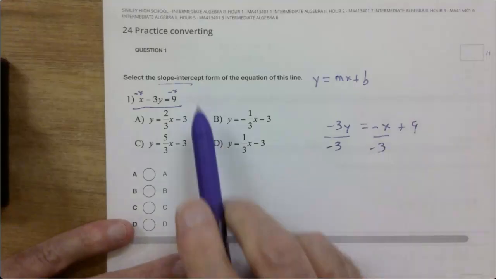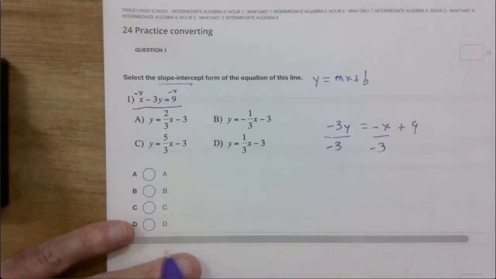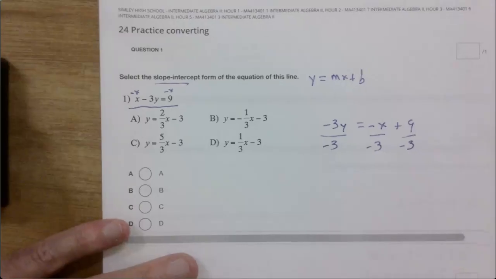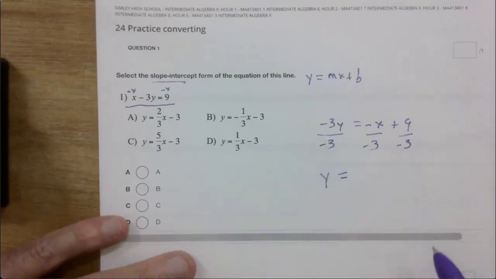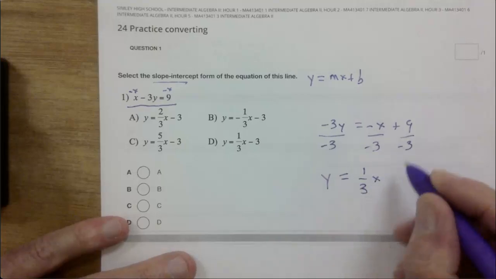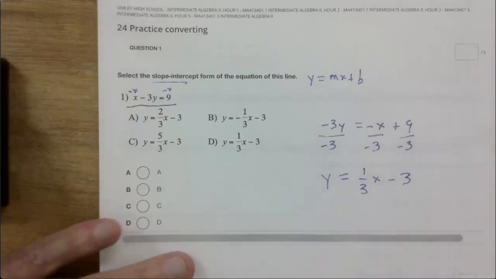Again, slope-intercept form, you solve for y. You see y equals everything else. And again, divide everything by negative 3, everything. So now you have y. These are two negatives, so it's going to just be 1/3 x, and this is a positive and a negative, so it's minus 3, like that, okay?